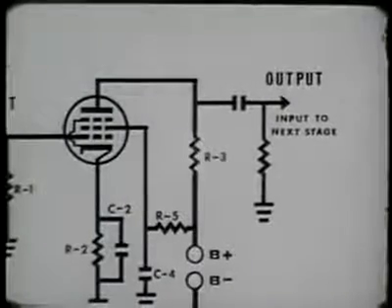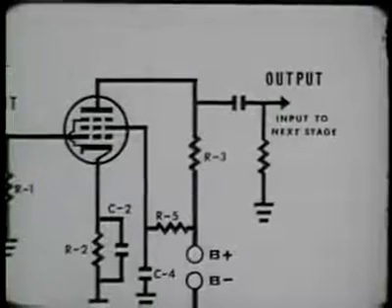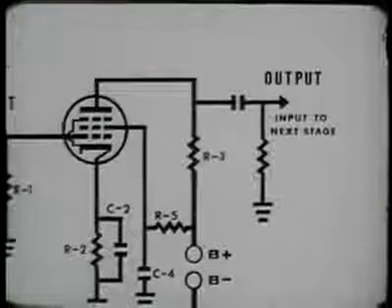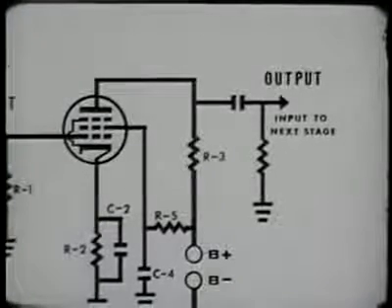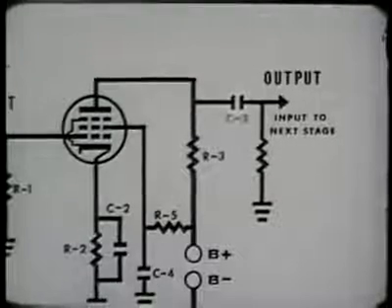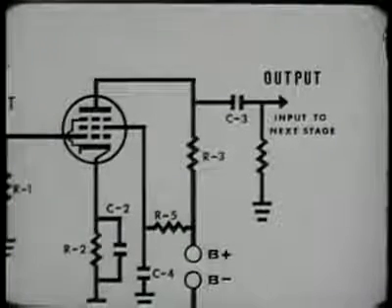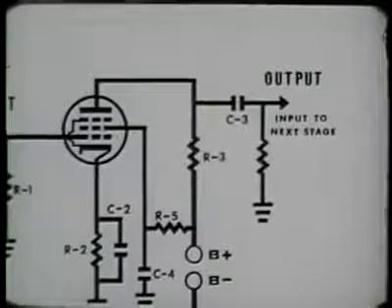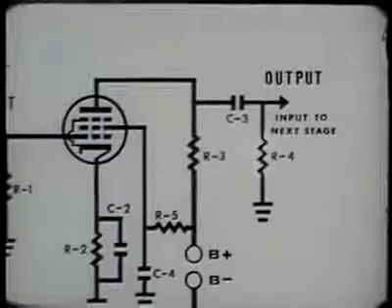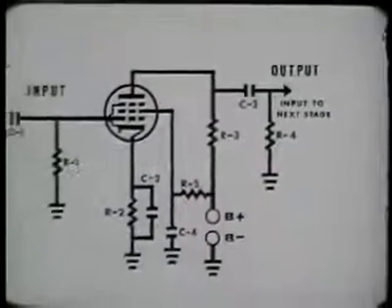R3 is the plate load resistor for the tube. Its value depends on the function of this amplifier and the type of tube used. The larger the value of the load, the lower the voltage on the plate. C3 is the output coupling capacitor for the tube and the input to the following stage. R4 is the second stage grid resistor and performs the same function as resistor R1.